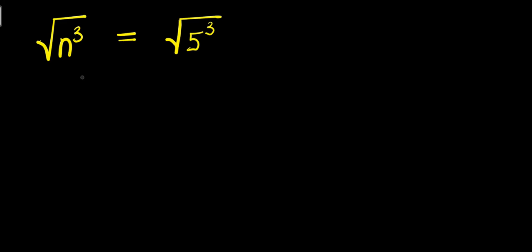Hello, how to solve this radical problem? This is square root of n to the power of 3 equals square root of 5 to the power of 3. Now, let's solve this.